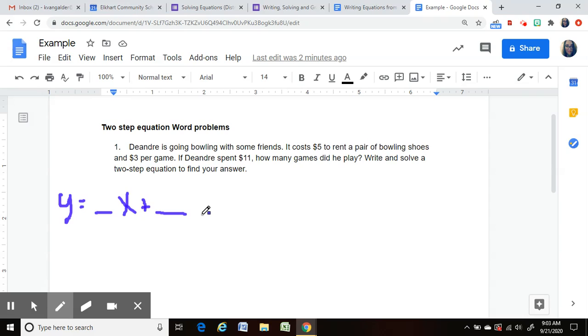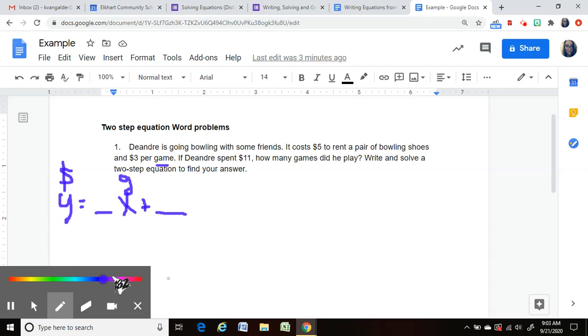So first I need to determine what is my independent, what is my dependent variable. Just a pro tip, I have never seen an instance where money was your independent variable. It almost always depends on something else. So money is my dependent variable. It depends on how many games I played in this instance. X represents games.